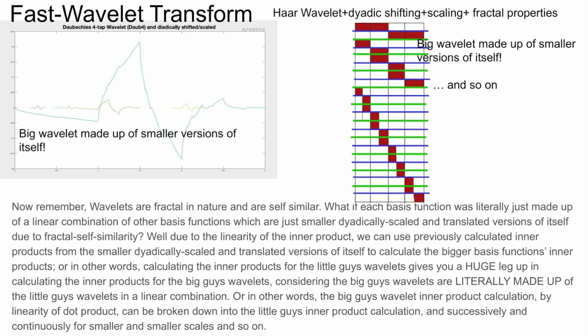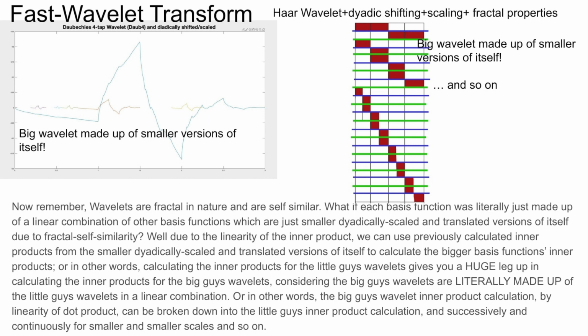Now remember, wavelets are fractal in nature and are self-similar. What if each basis function was literally just made up of a linear combination of other basis functions, which are just smaller dyadically scaled and translated versions of itself due to fractal self-similarity? Well, due to the linearity of the inner product, we can use previously calculated inner products from the smaller dyadically scaled and translated versions of itself to calculate the bigger basis function's inner products. Or in other words, calculating the inner products for the little guys' wavelets gives you a huge leg up in calculating the inner products for the big guys' wavelets, considering the big guys' wavelets are literally made up of the little guys' wavelets in a linear combination.